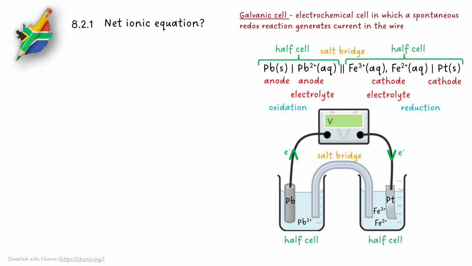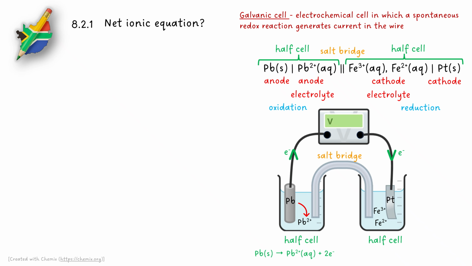During oxidation, the lead metal of the anode loses electrons to the wire, and these travel to the cathode. At the same time, the lead electrode loses lead 2+ ions into the solution. Specifically, 2 electrons are lost for every lead 2+ ion which goes into solution, and so this is the oxidation half reaction.